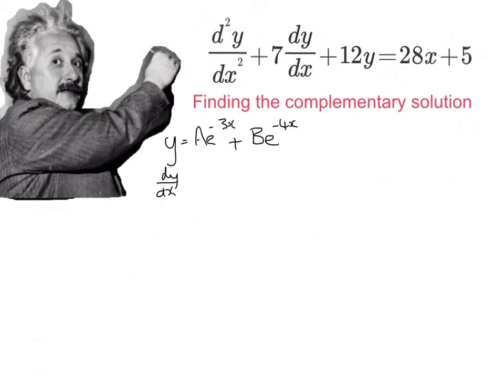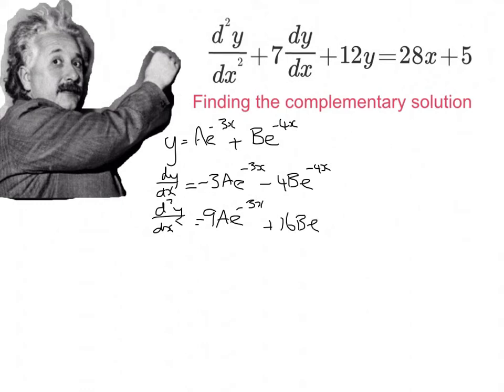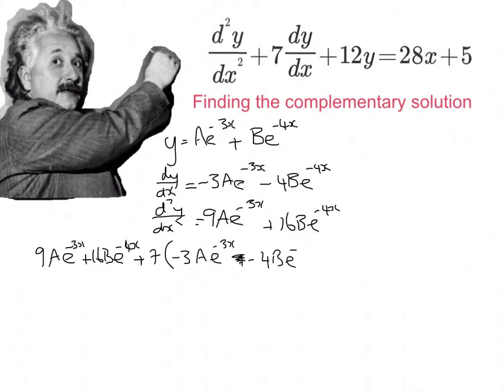Well, the first derivative is going to be minus 3a e to the minus 3x minus 4b e to the minus 4x, and the second derivative is going to be 9a e to the minus 3x plus 16b e to the minus 4x. Let's put that into the equation. So we take the second derivative, 9a e to the minus 3x plus 16b e to the minus 4x. Then we add on 7 lots of the first derivative, minus 3a e to the minus 3x, minus 4b e to the minus 4x, plus 12 of the original function. And we're hoping that this is just going to produce 0. Everything is going to cancel itself out.